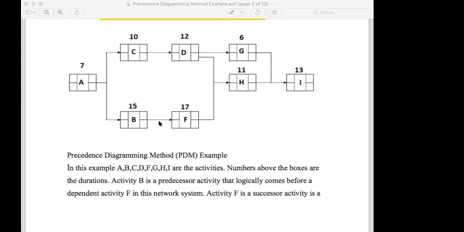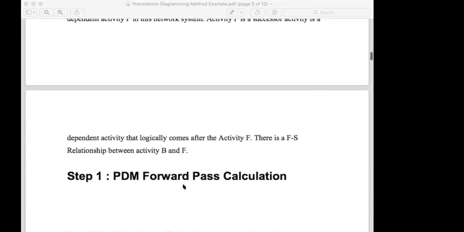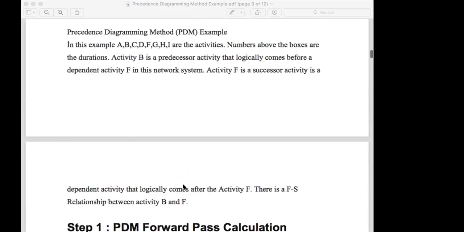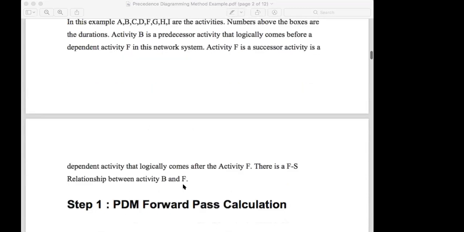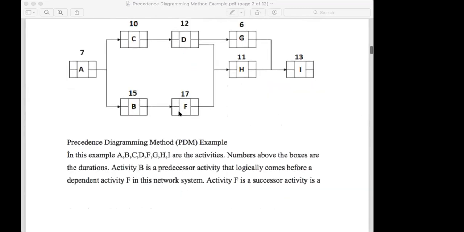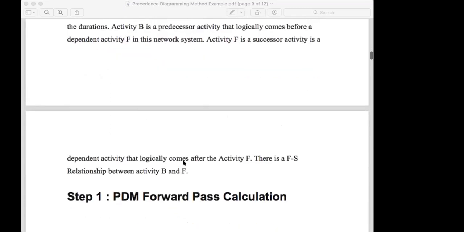So dependent. මේක මත රඳා පවතින. මේක මත යැපෙනවා. So they are dependent activities because without completing B, you can't start F. So F is dependent on B. B is the predecessor of F. I think you understand. Activity F is the successor activity, a dependent activity that logically comes after the activity B. Should be B, not F. Not F, it's B.